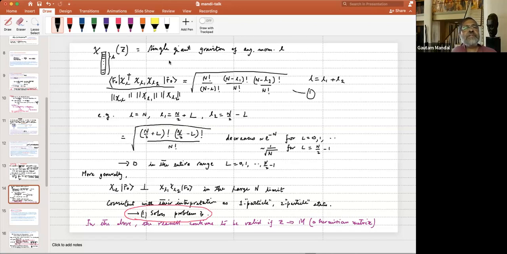So this calculation and the proposal that the Schurs should describe this high angular momentum state solves problem 3, the problem 3 that we had discussed before. As I said earlier, the result continues to be valid even when the complex matrix is replaced by a Hermitian matrix. In fact the calculations are even easier.